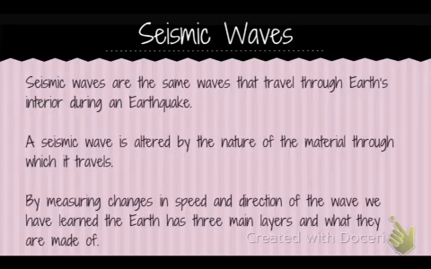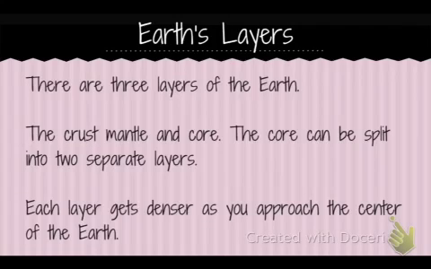Again, those three main layers are when we consider the core, the inner and outer, to be one layer. So, considering the three layers, they are the crust, the mantle, and the core. The core can be split, like I said, into two separate layers, the inner core and the outer core. Each layer gets denser as you approach the center of the Earth. That means there's more matter taking up less space as you get closer to the center of the Earth. It's more and more compact.